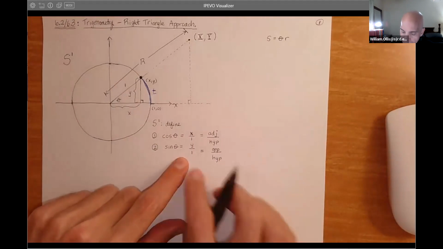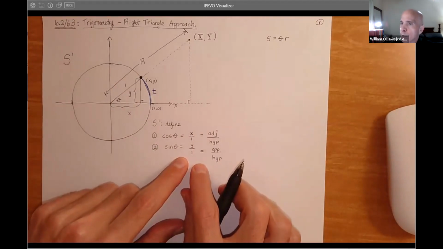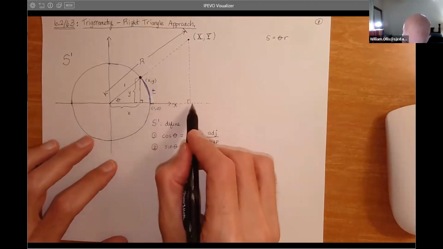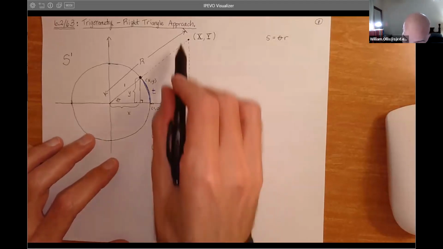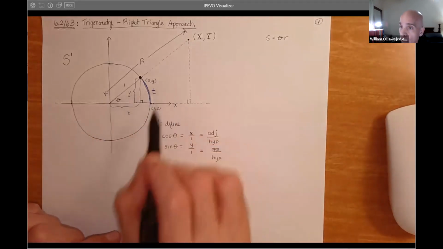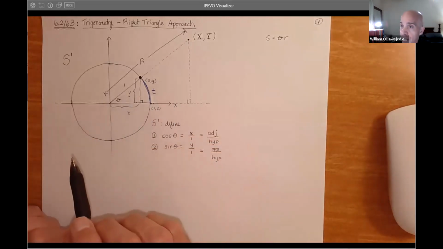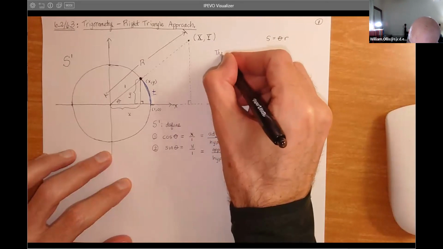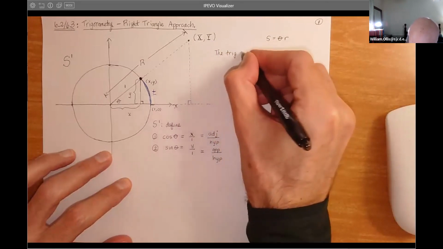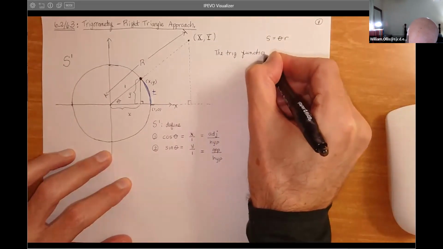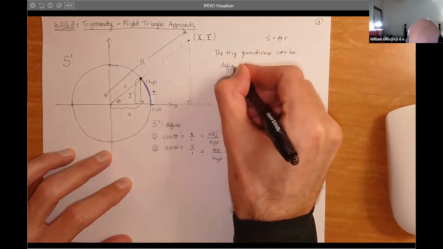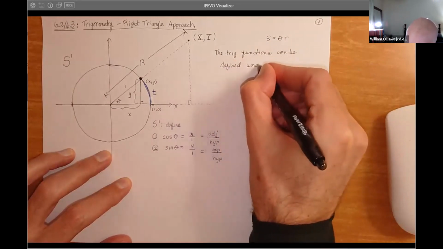Now, what would make any of this make sense? Why would we even be interested in this? Well, we have the theorem called the law of similar triangles. Now, what I've constructed here is another right triangle that is equiangular to this smaller triangle. That is, it's similar. So we can say the following. The trig functions can be defined unambiguously.